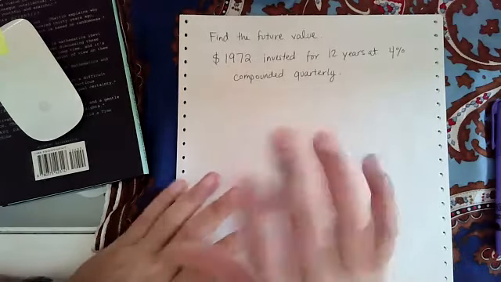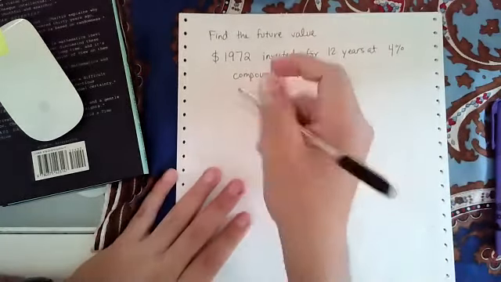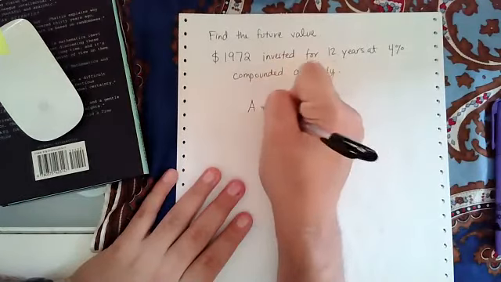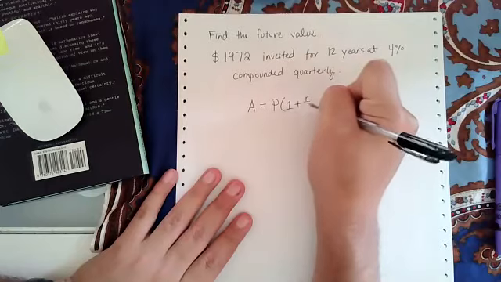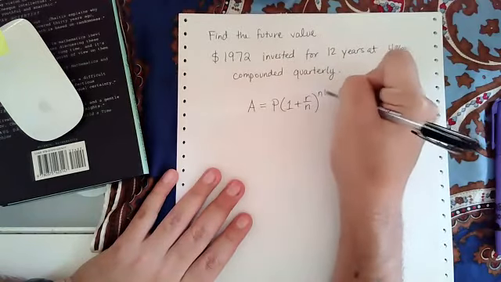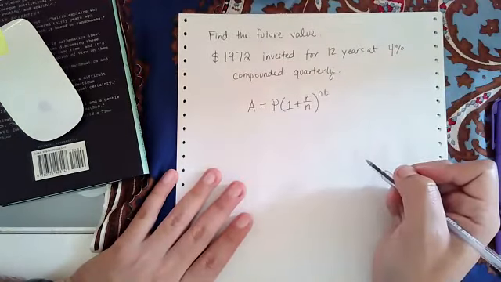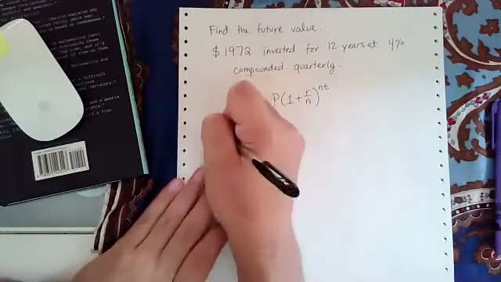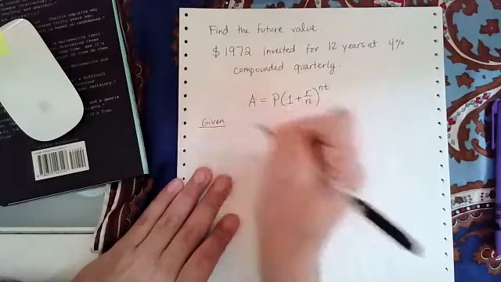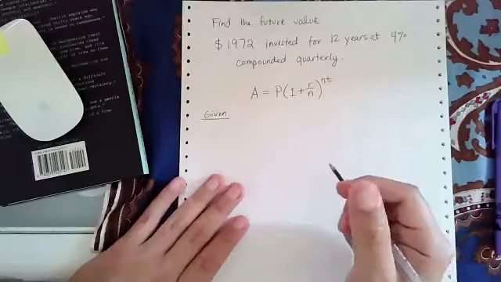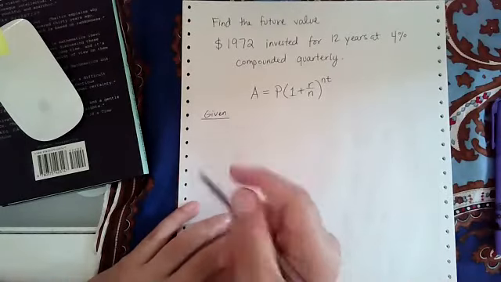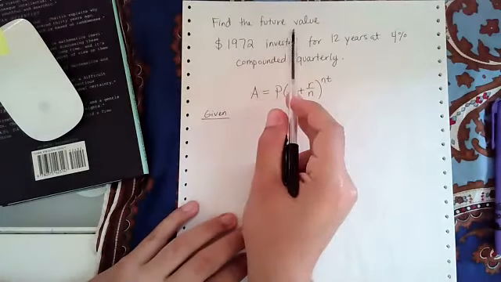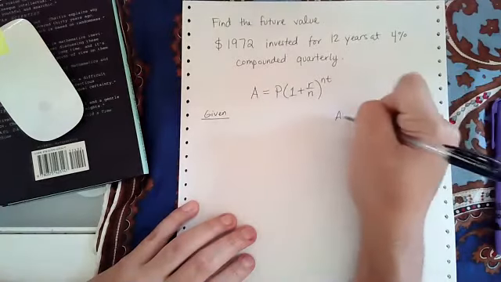So what you'll do here, and this is my strategy going into all of these problems, is we'll write the formula down. A is equal to P times (1 plus R over N) to the N times T power. And then I'll ask myself what has been given to me. So I'll write down what's given. And I'll try to figure out what it is that I need to find. So they said find the future value. That tells me that I need to find what A is.